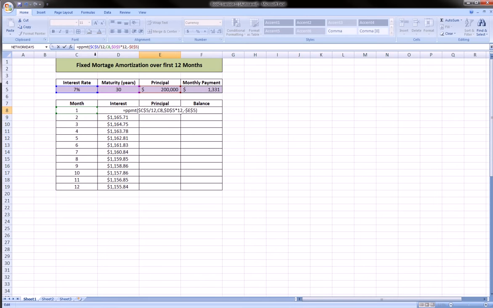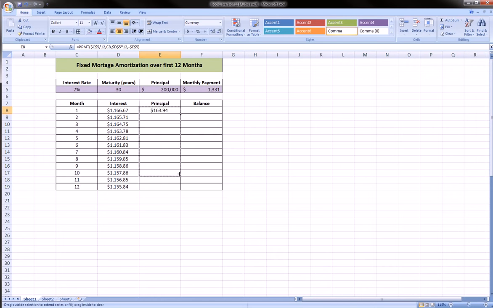The reason why we absolute reference these cells is because when we drag these formulas down, we don't want these to change. And when you don't want a reference to change, you put dollar signs around the reference, or as the terminology of Excel is, absolute reference. Okay? Hit enter, and that's our principal portion of our payment.